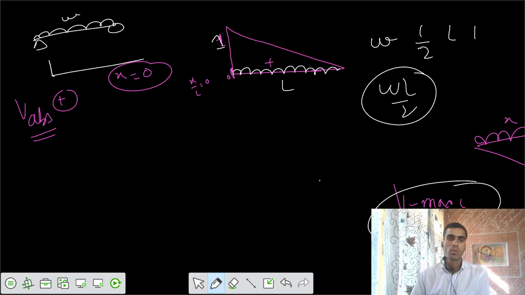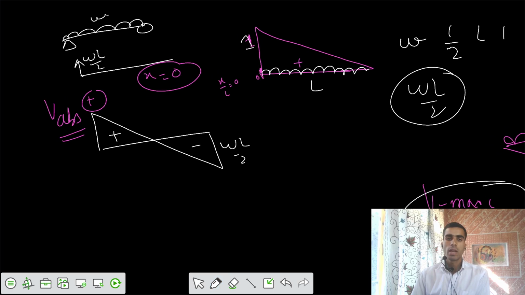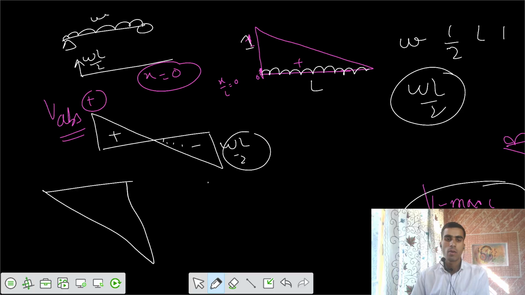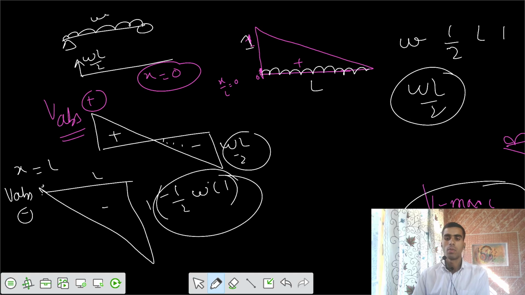We know that the reaction at B would equal WL by 2. When I draw the shear force diagram, it is in this fashion, with maximum ordinate WL by 2. Similarly, from this side you can have negative WL by 2 for this part. If the value of x is such that x equals L, I can get V absolute negative. This is 0. So I get ordinate 1 at L, I would write 1 by 2 WL into 1 negative, that's also WL by 2.